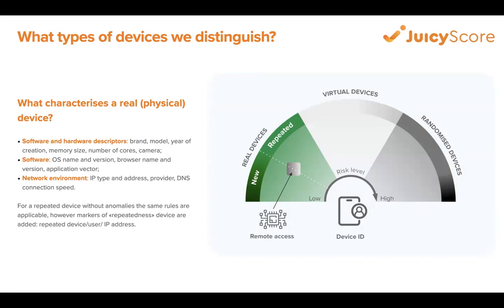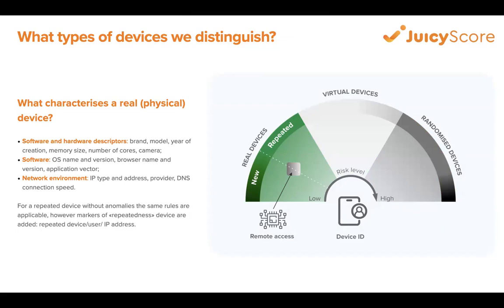Virtualization issues have recently been in the spotlight of many experts' attention, and today we would like to give you detailed information about JuicyScore's approach to assessing risk on device virtualization and randomization, as well as discuss some aspects that online business owners need to pay attention to and focus on.